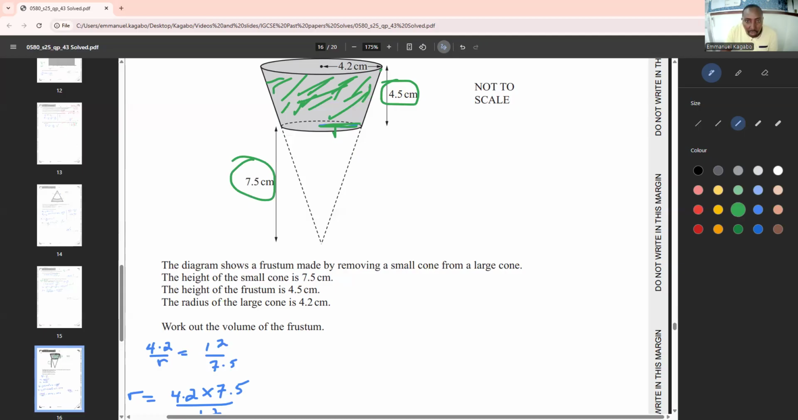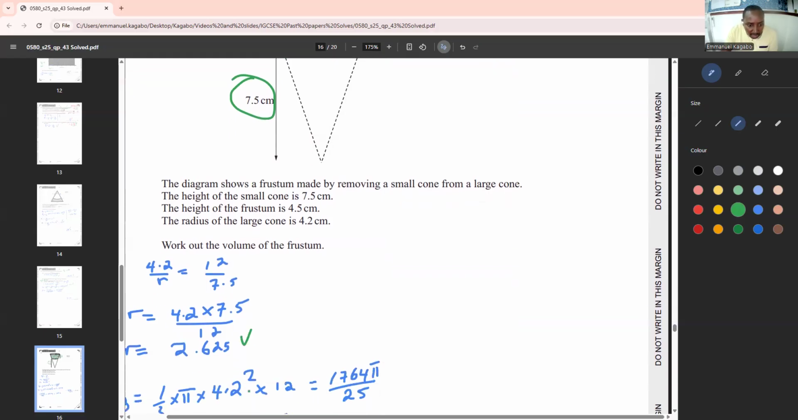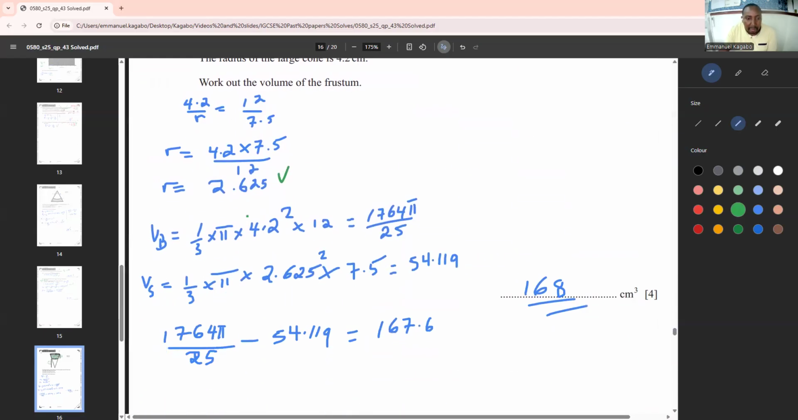Do you get that? So the radius of the big cone before they cut off, over the radius of the small cone, the one they cut off, equals the height of the big cone divided by the height of the small cone they cut off. So when you make R the subject, this time is 12R, and you divide. So the radius of a small cone is given by that.